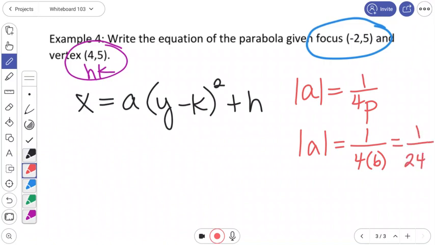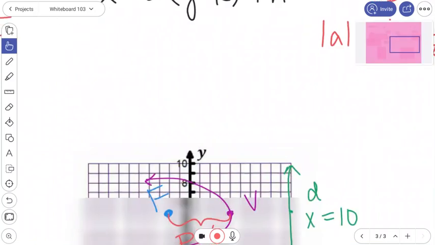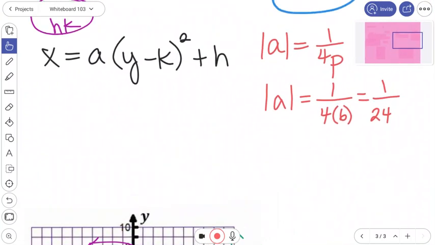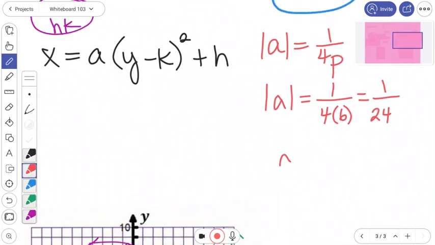That makes the absolute value of a 1/24. Does our parabola open to the left or does it open to the right? We look at the graph that we sketched and it opens left. That means our a value has got to be negative. So a equals -1/24.